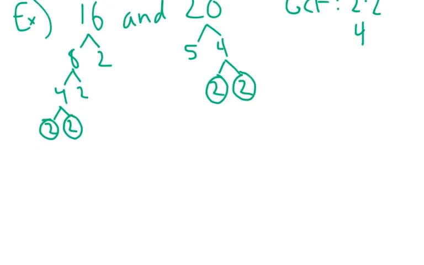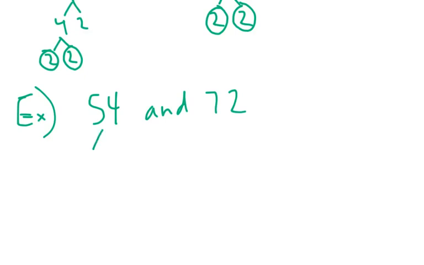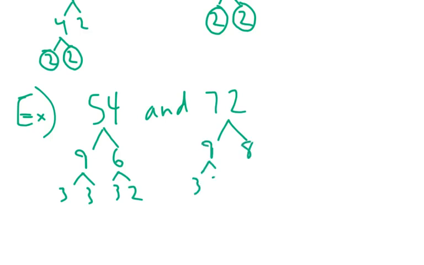All right, now let's do another example. Let's do something with bigger numbers: 54 and 72. So here we want to break them down. I know that 54 is 9 times 6, and then 9 is 3 and 3, 6 is 3 and 2. 72 is 9 times 8, and then again we have 3 times 3, and then we have 4 times 2, and this 4 becomes 2 times 2, and we now have them both in their prime factorization.